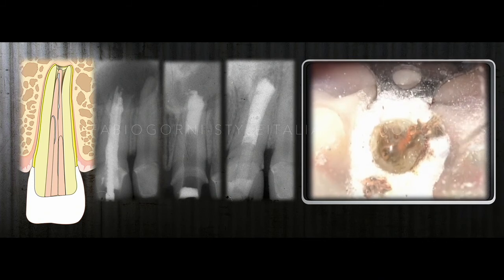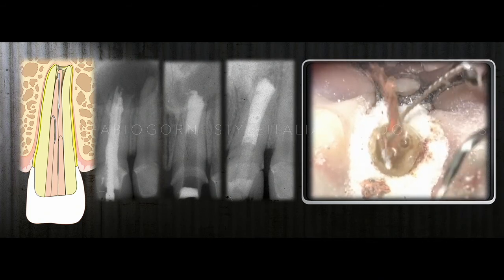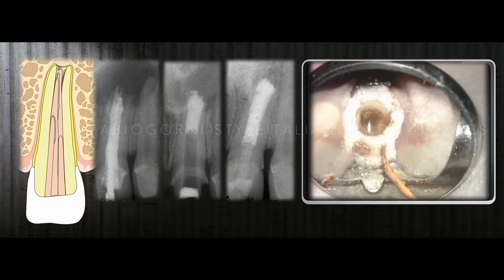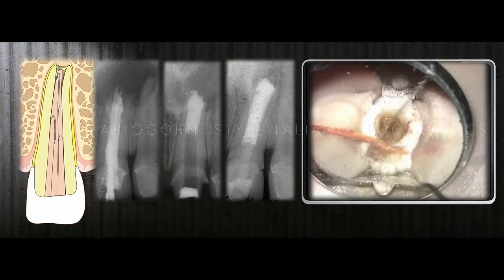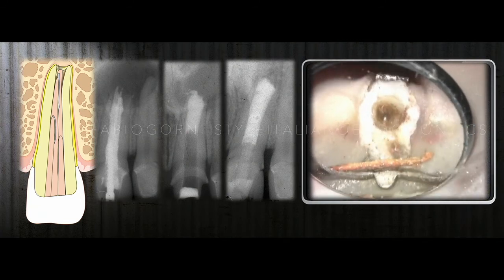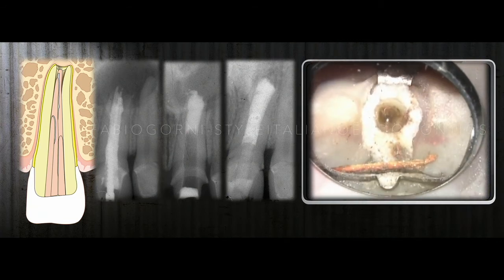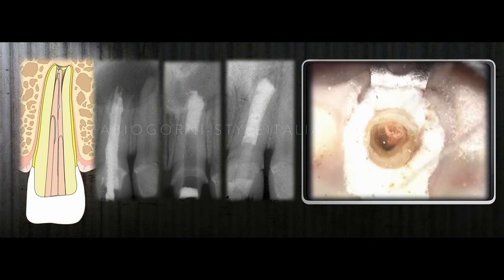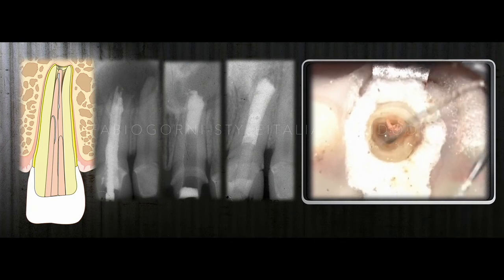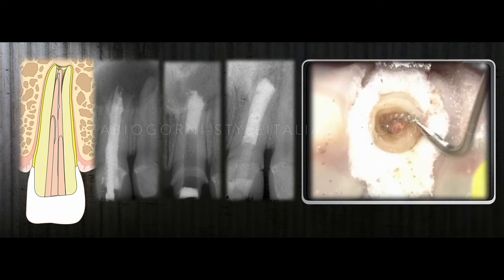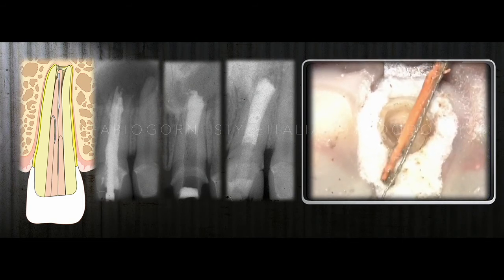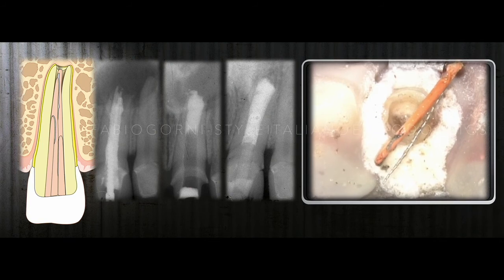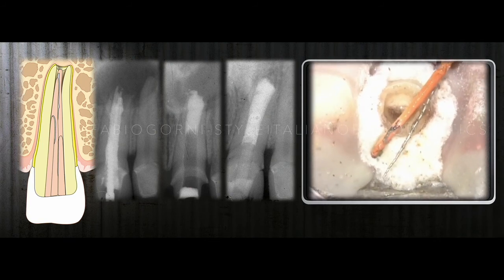Okay, now we are starting to remove the materials. Some different gutta-percha cones inside of the canals, and so we can combine the actions: manual files to grasp the gutta-percha cone and remove it, plus ultrasonic tips and activation of the irrigants inside of the canals.